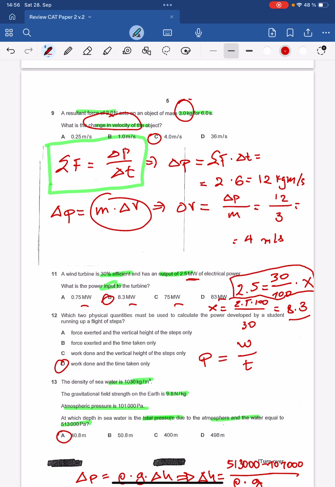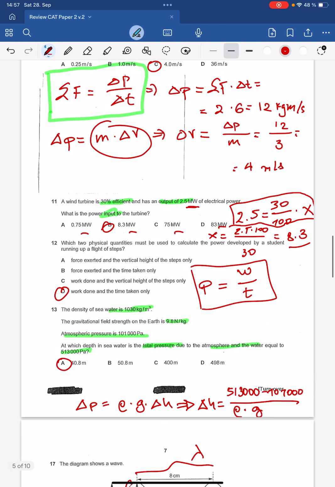Another one that would require more of your time. 12. Which two physical quantities must be used to calculate the power developed by a student running up a flight of steps? This one should take you less than 10 seconds. Power, let me recall the formula. It's work over time, or energy over time. Which answer offers me those two variables? It's D, work done and time taken. That's it, 10 seconds, provided that we know the formula. That's why you will hear me over and over again saying we need to know all of the formulas before any physics assessment.